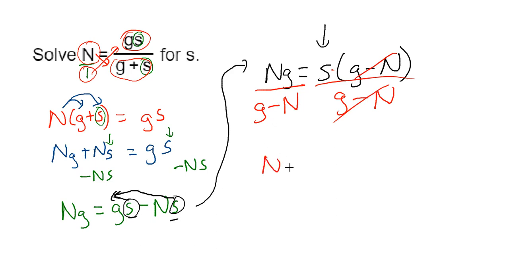And so we'll have ng over g minus n equals s. And now it's solved for s.